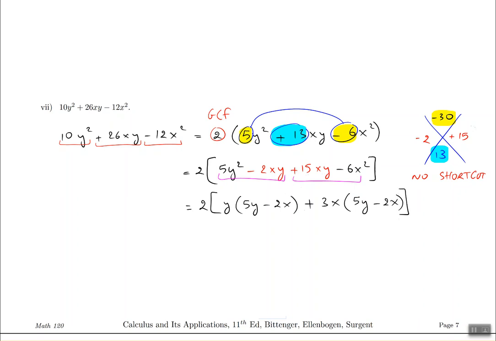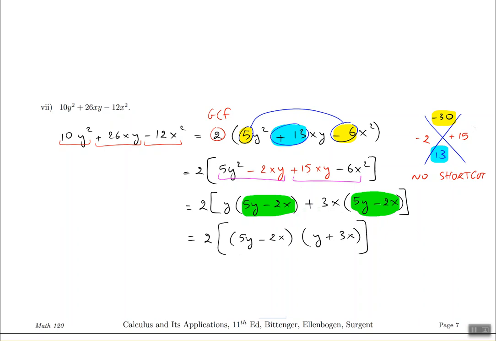And as you can see, the 5y minus 2x inside the parentheses is repeating inside the first parentheses and inside the second parentheses. So at this point, what we do is grab it and write it first. 5y minus 2x, and then write down the leftovers, y plus 3x inside a second parentheses. And the brackets could be there, but they don't have to be there. You can remove them, it's up to you. This is it. That is the final answer.